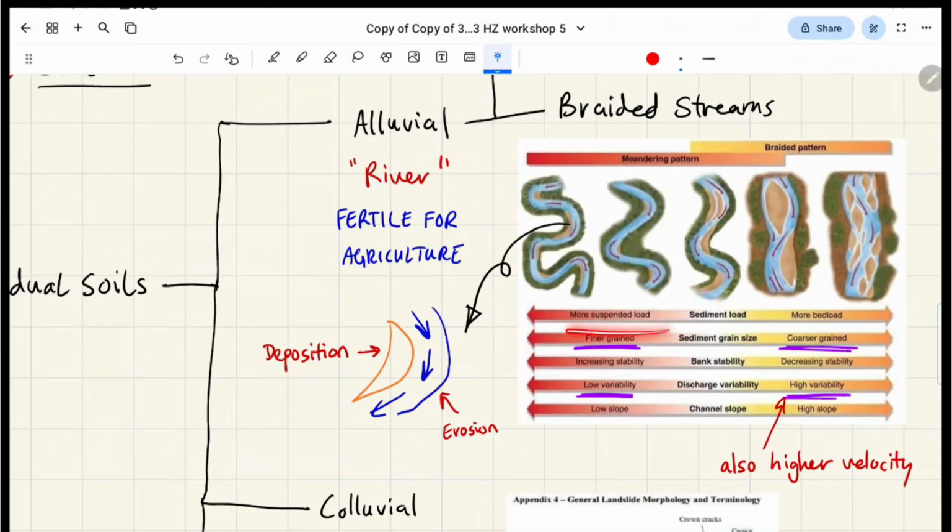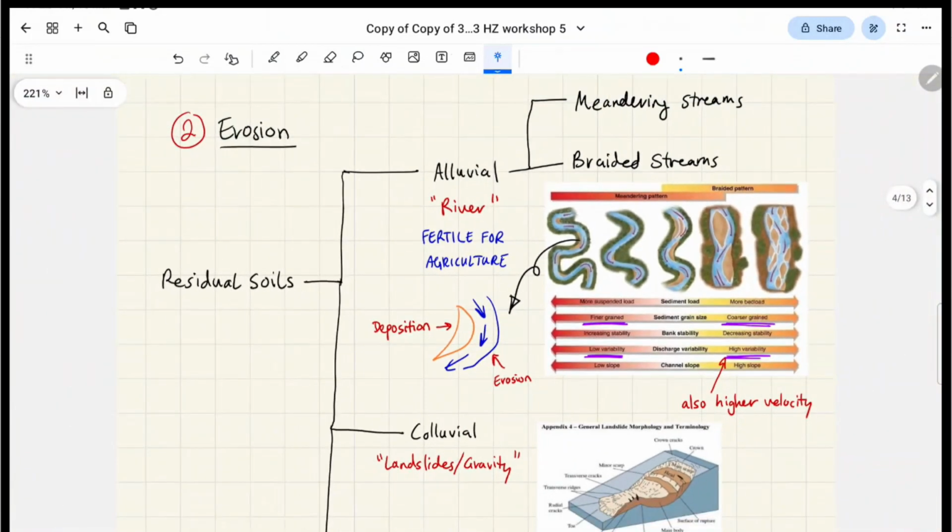Meandering streams will also have finer grained particles, whereas braided streams will have coarser grained particles. In terms of the variability of the water, braided patterns you might find will have a high variability in the waters and higher velocity. Okay, sorry, that was a lot about alluvial.